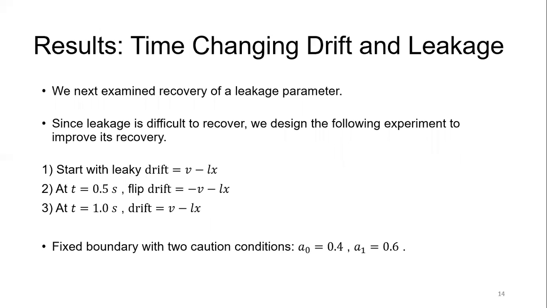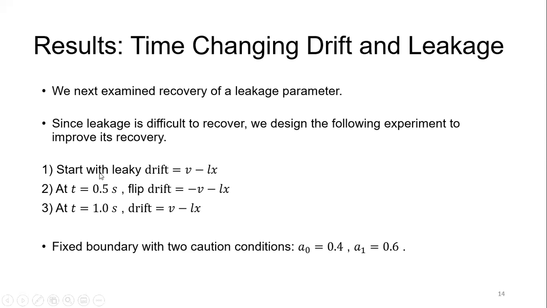Next, we wanted to examine the recovery of the leakage parameter, and we did this using a time-changing drift. This is necessary because leakage is a difficult parameter to recover, and we had to design a more creative experiment in order to get it back, while also being able to demonstrate a really nice feature of the program itself. So what we did is we started with a leaky drift equal to V minus L times X, where V is the drift rate, L is the leakage rate, and X is the accumulated evidence.